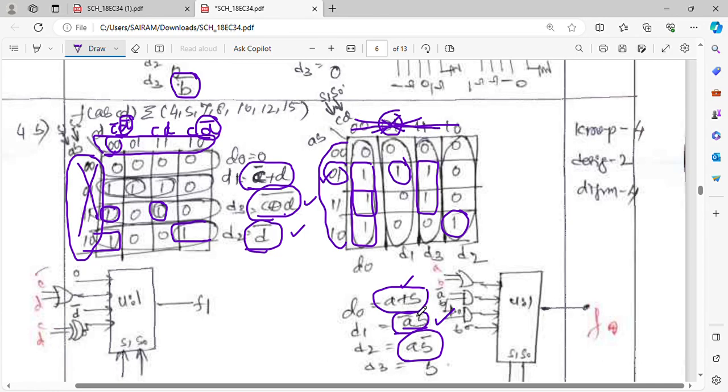So that is why A bar B, A B bar came, and you have got it as B also, right? B. Why B? This is my D3. So in D3, B comes as common. So it is B. I hope you are getting my point.